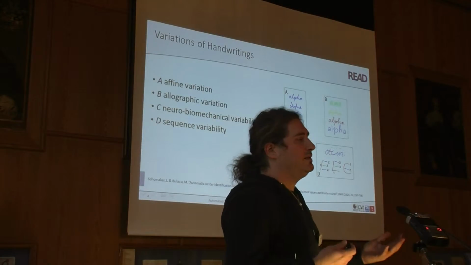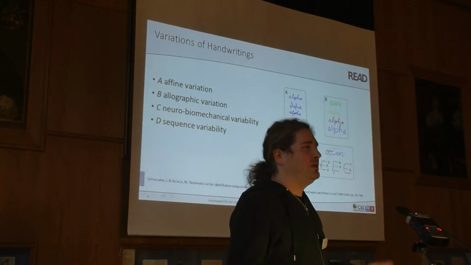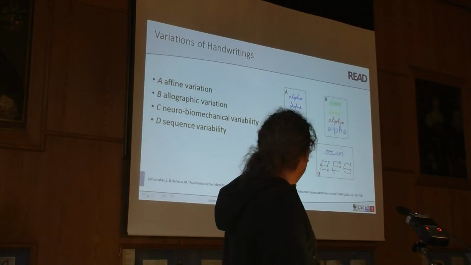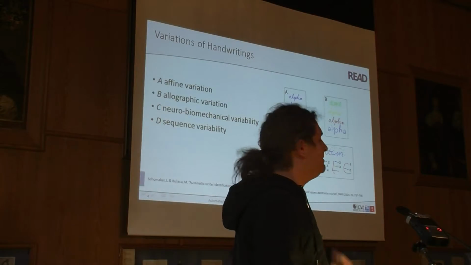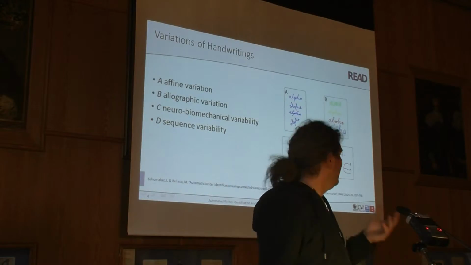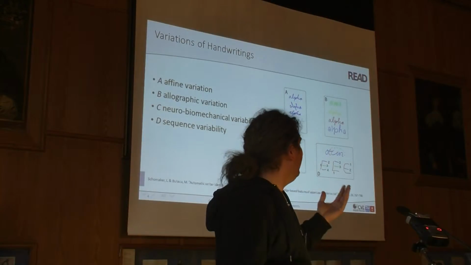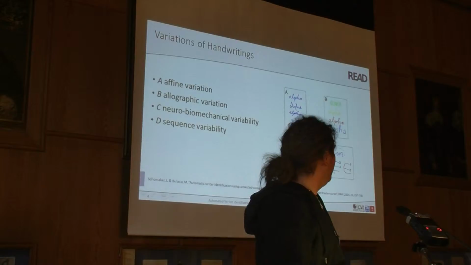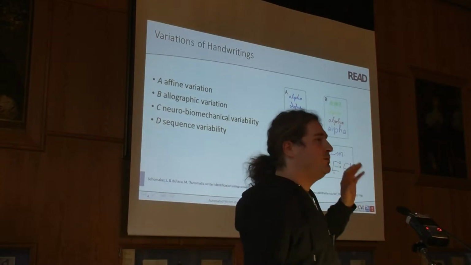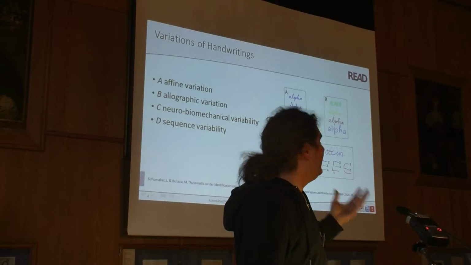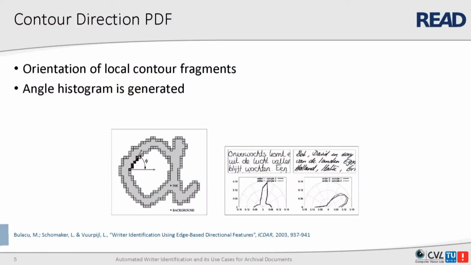So if you write a text and it contains a word several times, then the appearance of the word is always slightly different. And the last one they define is sequence variability, but this is only relevant for online handwriting. So you write on a tablet, and then we also have the stroke order and so on. But of course, for archival documents, we do not have this additional information, and we have to rely on the image itself.